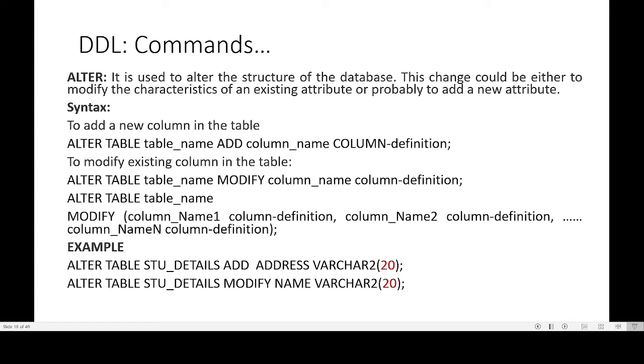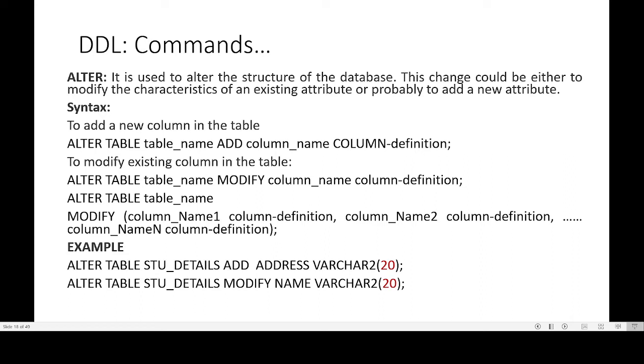Now coming to the second DDL command, we have alter. Alter is basically used to alter the structure of the database. This can be either to modify the characteristics of an existing attribute, or to add a new attribute into the table. Attribute means what we represent as the column heading. If you want to add a new column into an existing table, we can use the command alter table, then the table name.